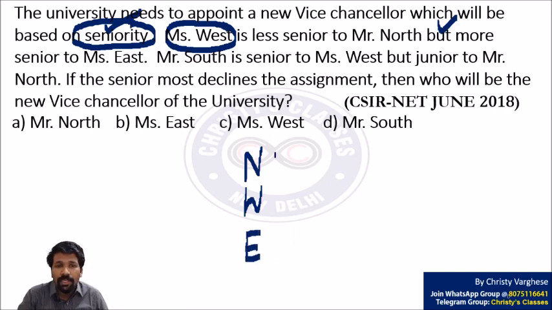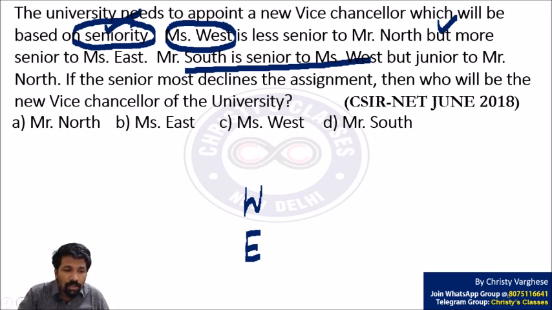West will be above East. Now South is senior to West. South is above West, but junior to North. That means South will be in between North and West, we understood. So we have to correct our diagram so that North will be above South. North will be above South means we can say North here, South here, then West.